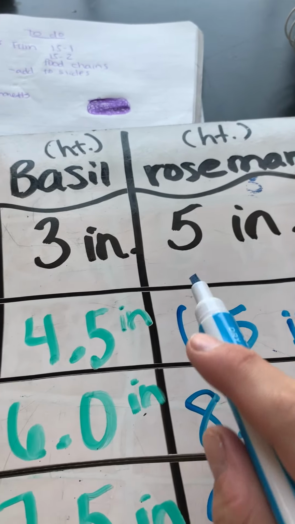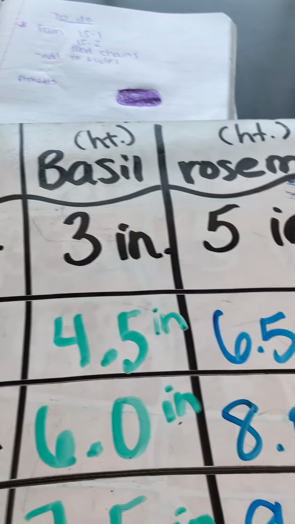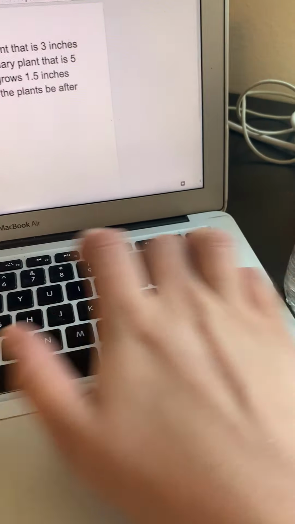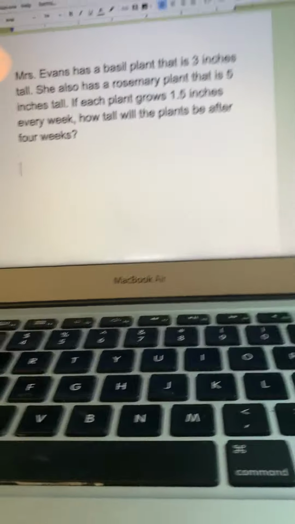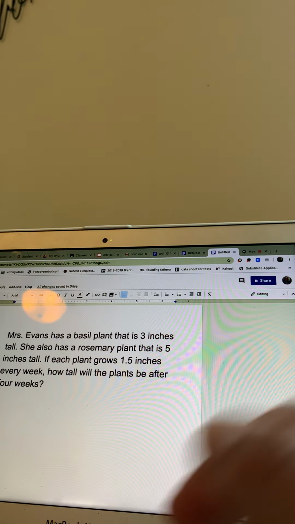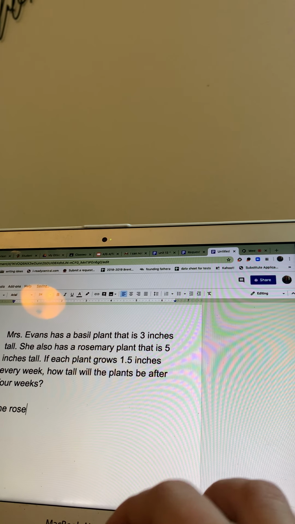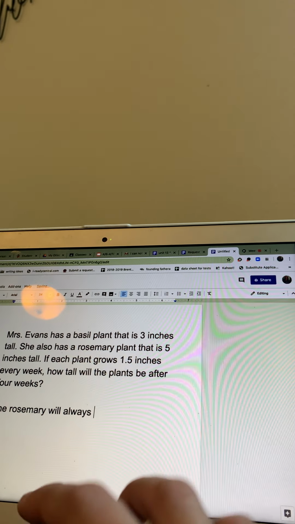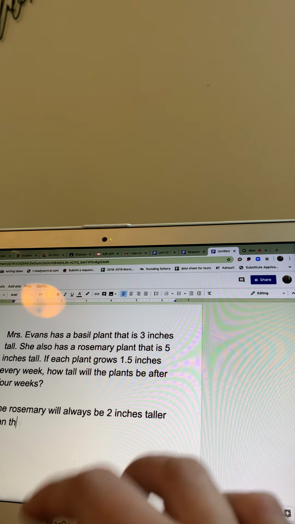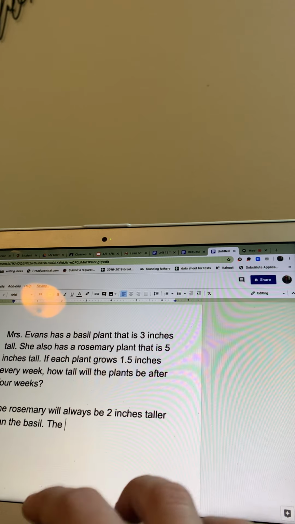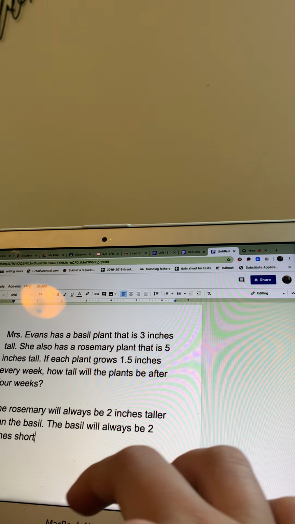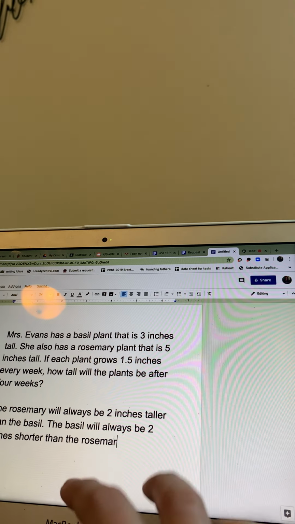So the rosemary will always be 2 inches taller than the basil. That's the relationship. And the basil will always be 3 inches shorter. So we want to say the relationship that they have in common. The rosemary will always be 2 inches taller than the basil. The basil will always be 2 inches shorter than the rosemary.